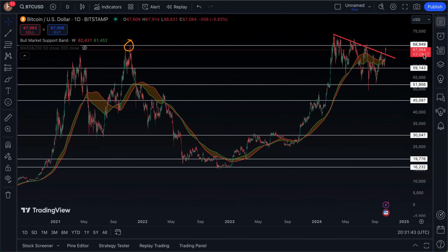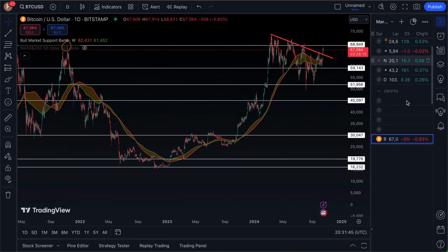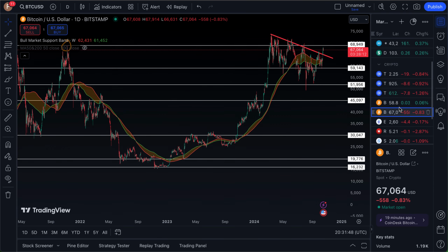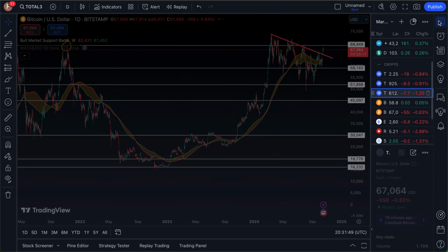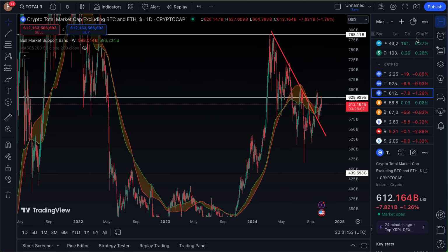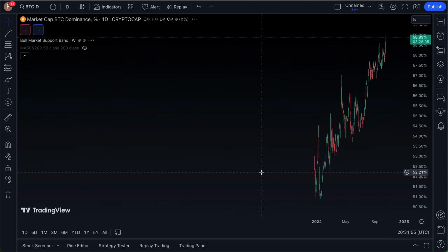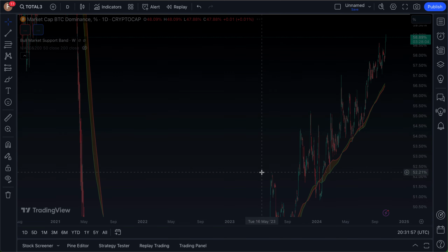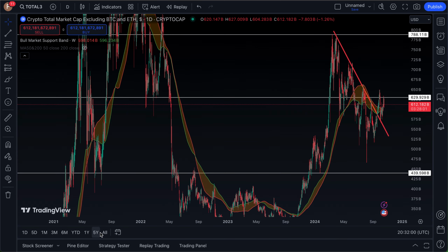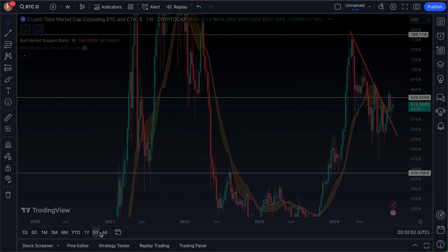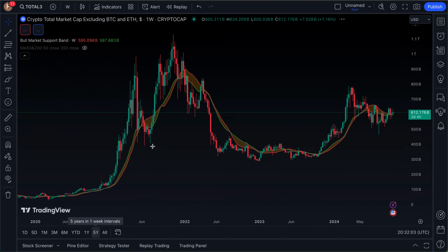But interestingly enough, I do think that altcoins are starting to look better than Bitcoin here, or rather just the overall altcoin index, which has not been the case for this bull market so far, okay? In fact, Bitcoin has been outperforming the vast majority of altcoins. So we're going to go ahead and take a look at a five-year chart here. And let's go ahead and let this load.